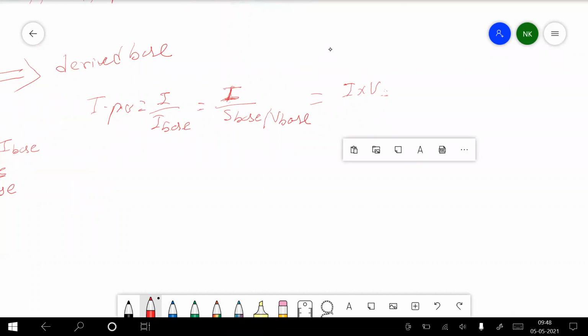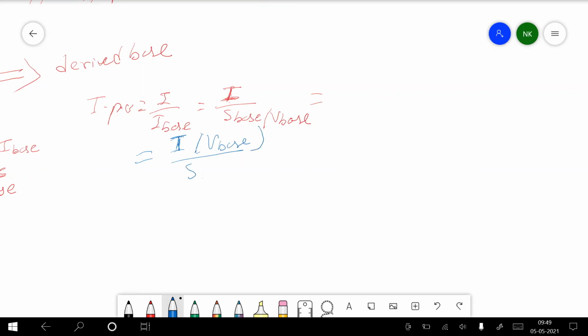V base by S base. Okay, this is the I per unit.